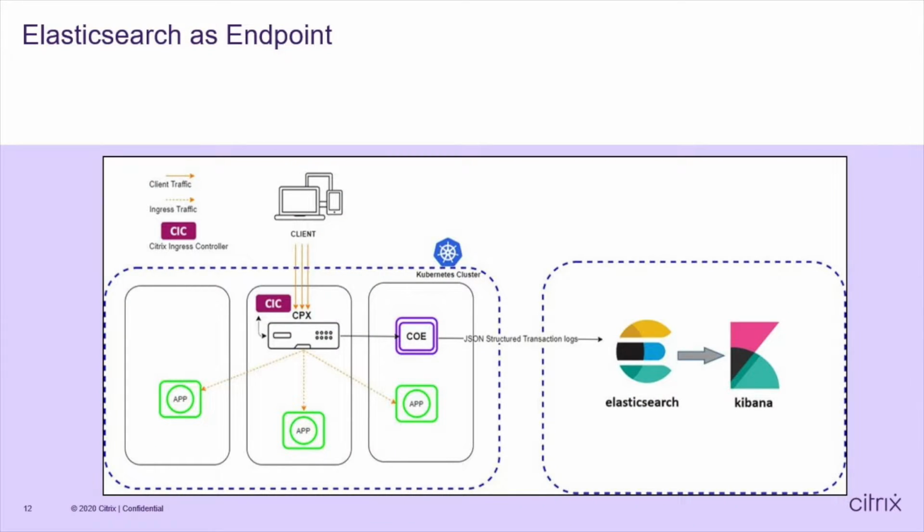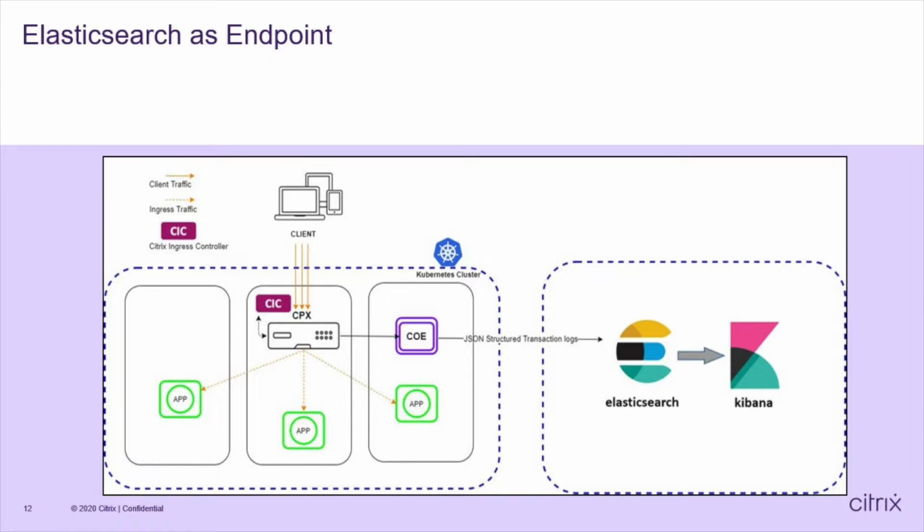In this demo, we will deploy your microservice apps on a Kubernetes cluster with Citrix ADC in CPX form factor front-ending these apps. Citrix ADC acts as an ingress gateway to all the client traffic and load balances the traffic across your microservices.